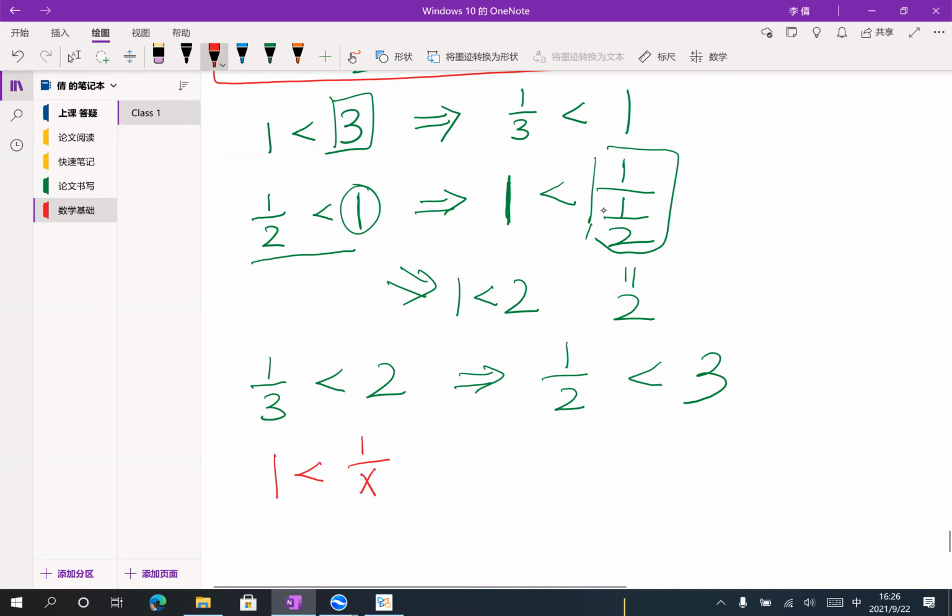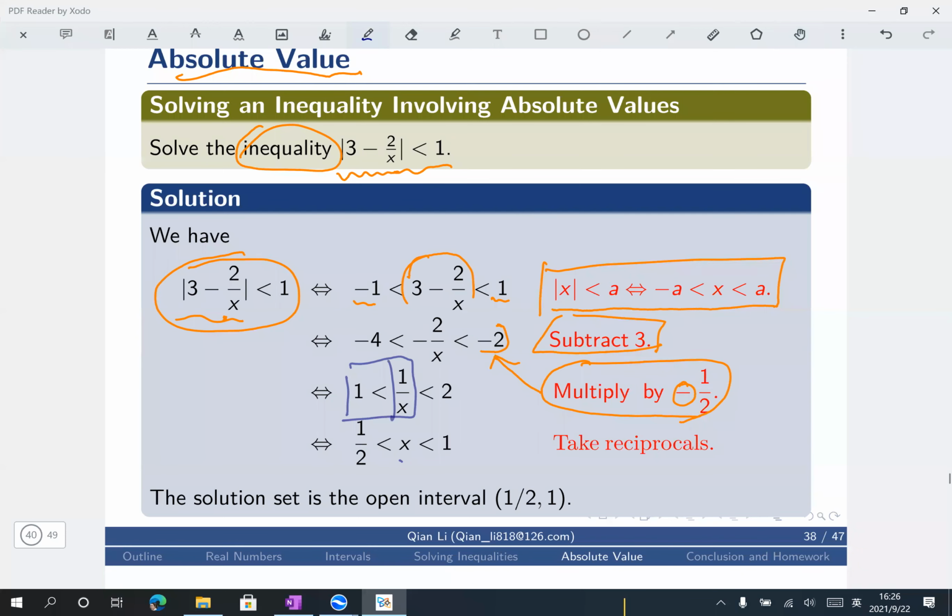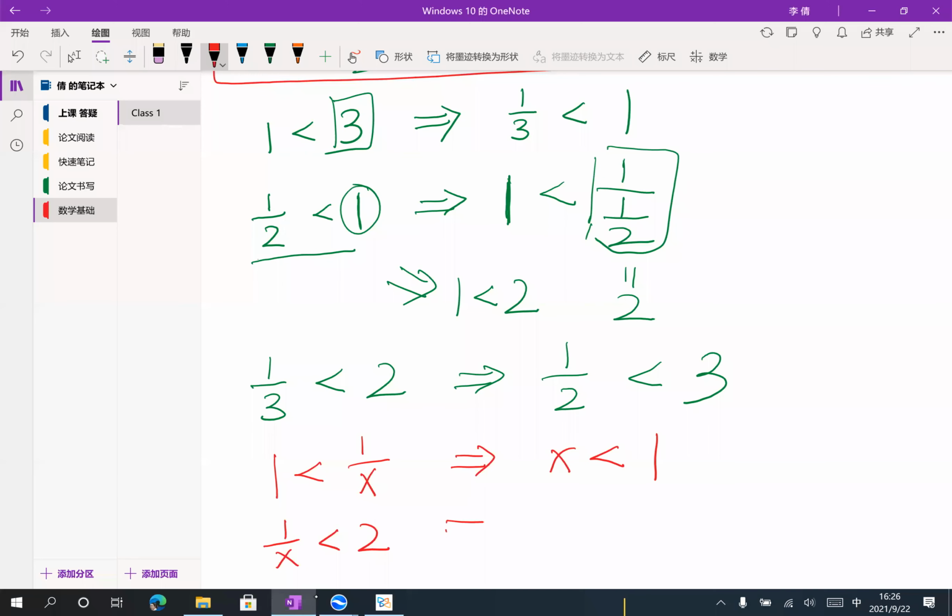Okay, 1 over x. And from this, we can get x is smaller than 1, right? Yes. And 1 over x is smaller than, wait a moment, this is 1 over 2. Oh, but 1 over x is smaller than 2, right? On the left. Yes. So we can get 1 over 2 is smaller than x, right?